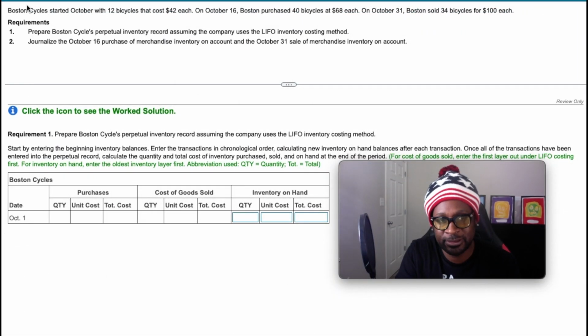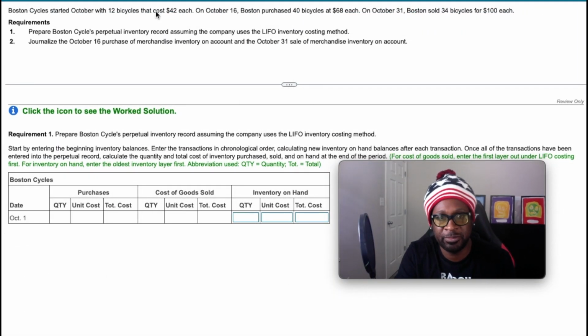So it tells us Boston Cycle started October with 12 bicycles that cost $42. On October 16th, Boston purchased 40 bicycles at $68. On October 30th, Boston sold 34 bicycles for $100 each. They want us to prepare perpetual inventory recording, assuming the company uses LIFO. Journalize the October 16th purchase and October 31st sale of merchandise on the account.